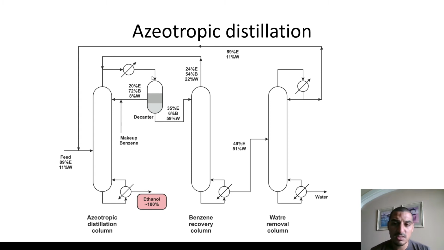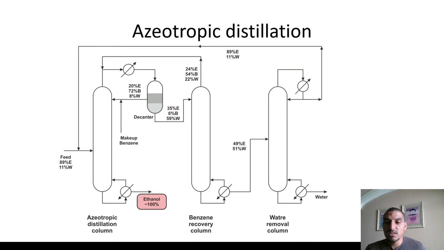So this decanter is one added unit to the column to make sure that we recover and recycle the benzene-rich stream as the reflux stream, and we add makeup benzene to compensate for any losses of the benzene in the process. So this is what we call the azeotropic distillation column, from which we got almost pure ethanol, 100% ethanol, and we were able to solve the problem of the azeotrope.